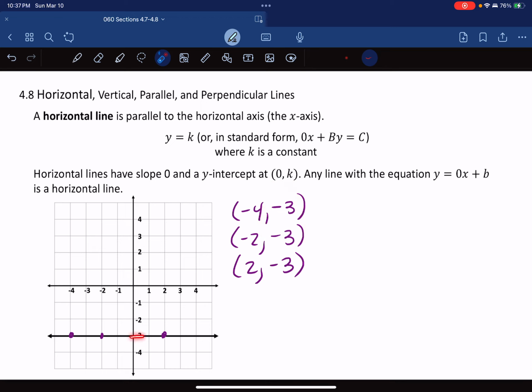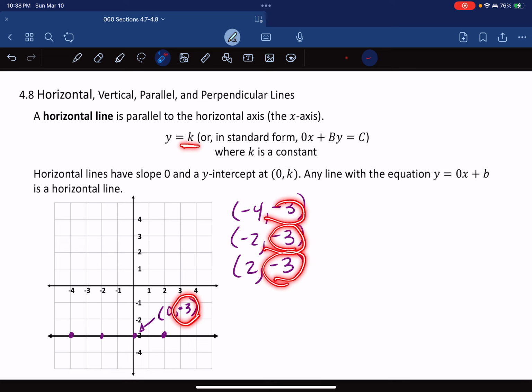This line intersects the y-axis at -3. Our y-intercept is (0, -3). This is because with a horizontal line, this one in particular, because we're looking specifically at this one, it doesn't seem to matter what our x value is. Our y is always going to be -3.